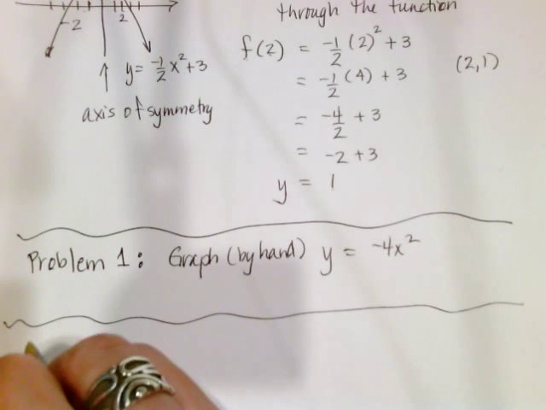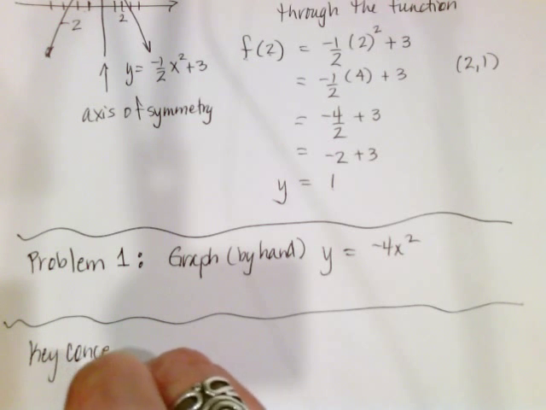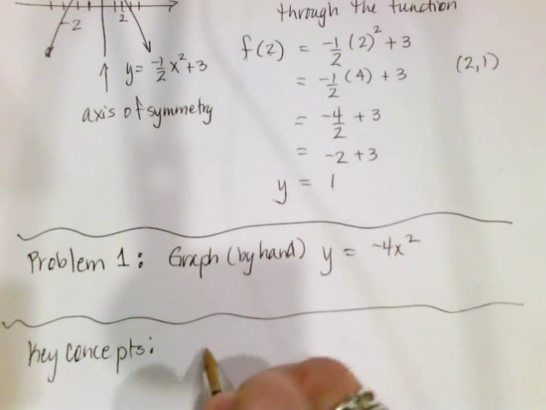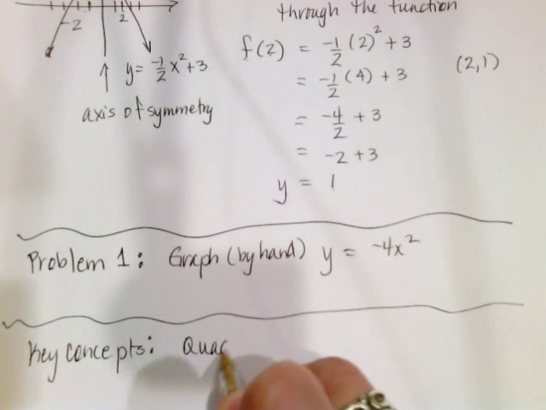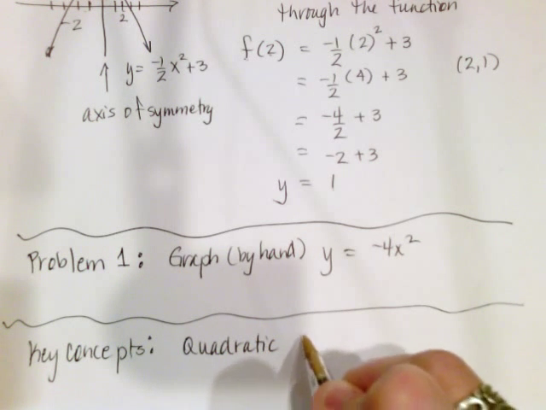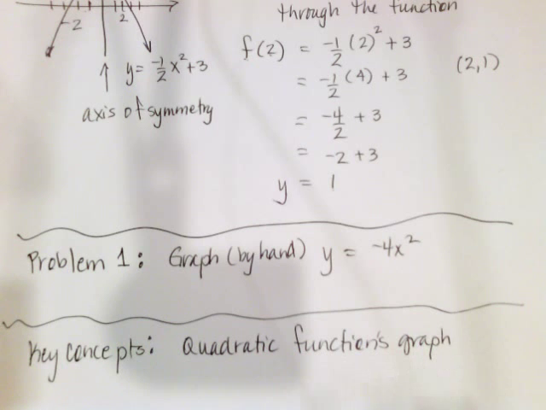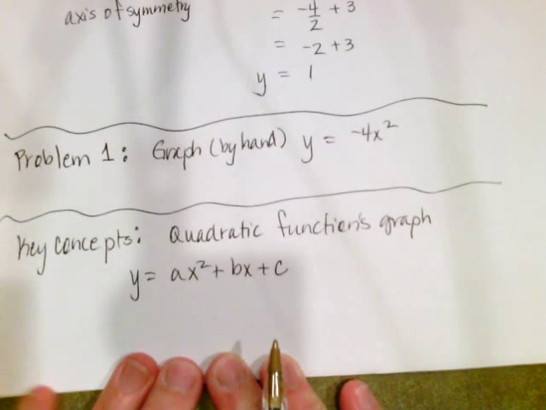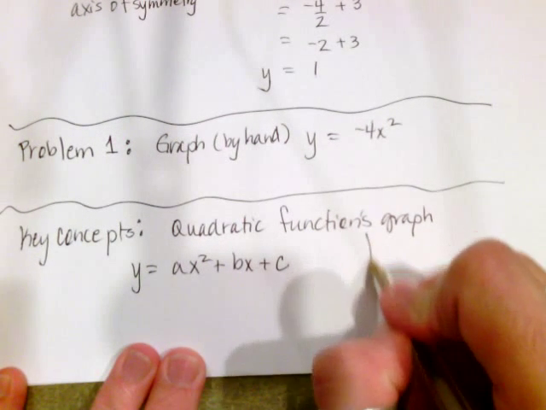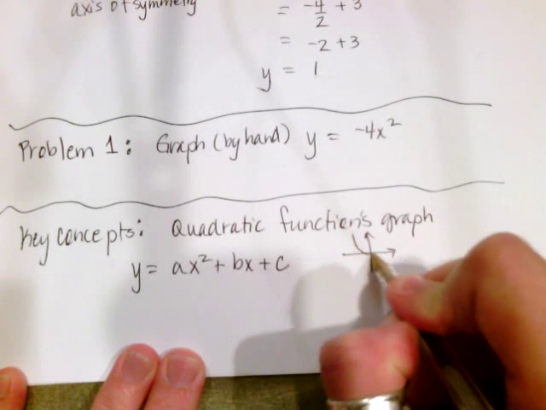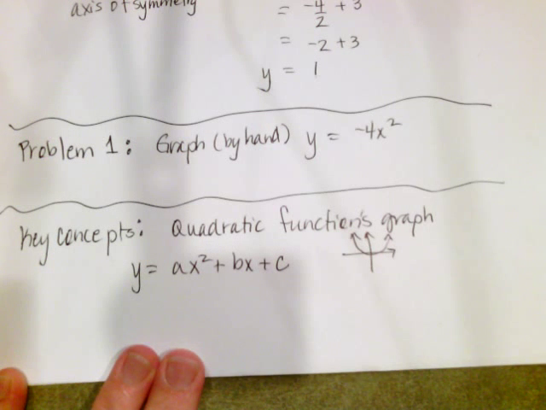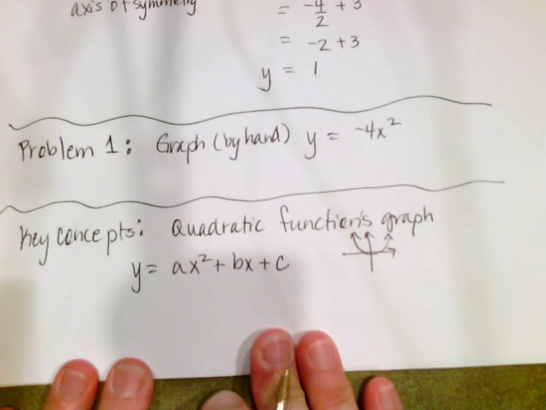All right, so the key concepts that we have talked about so far is that a quadratic function's graph, the standard equation is y is equal to ax squared plus bx plus c. We know that that is a parabola. So in general, if this were my little baby graph, it's going to look like that until we translate it, reflect it, stretch it, or shrink it.